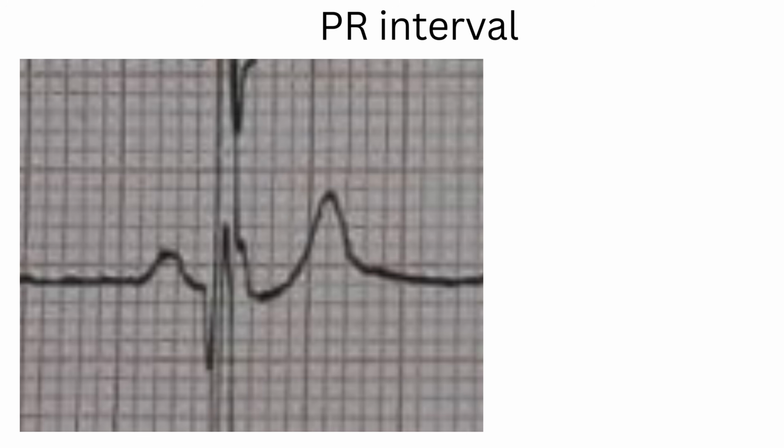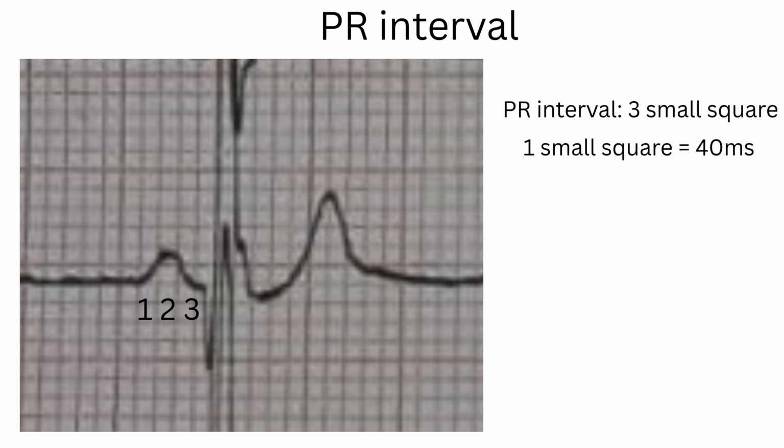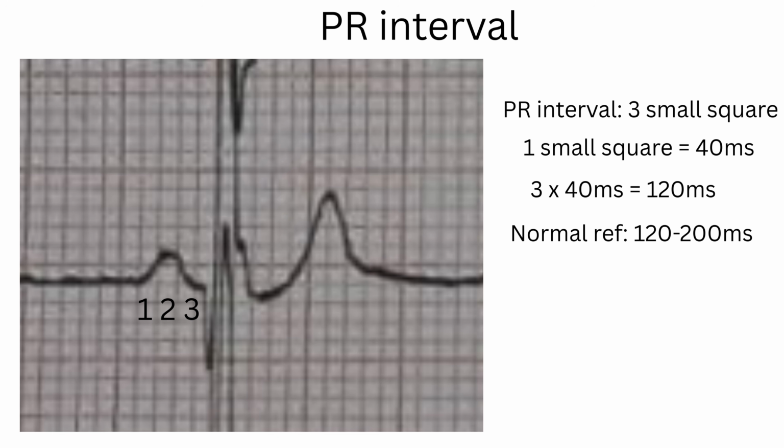Next, let's measure the PR interval. The PR interval is measured from the beginning of the P wave to the beginning of the QRS complex. Here, the PR interval is 3 small boxes. Since each small box represents 40 milliseconds, the PR interval is 120 milliseconds, which is within the normal range.